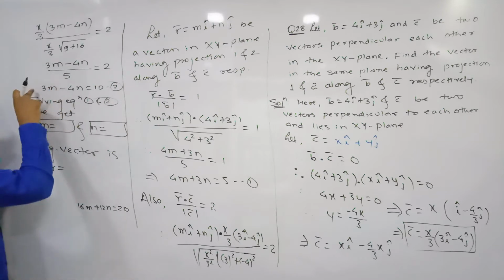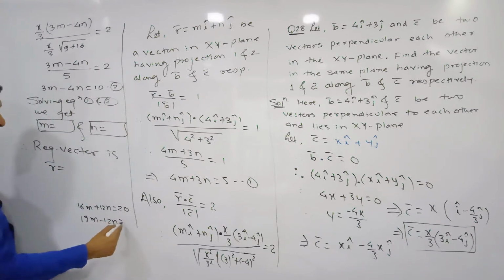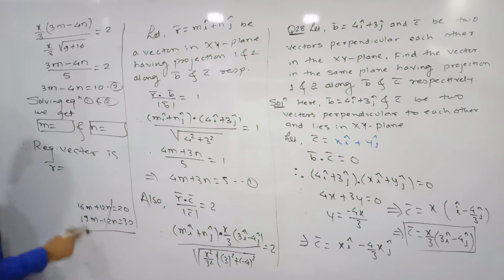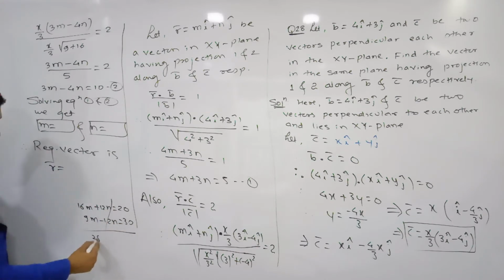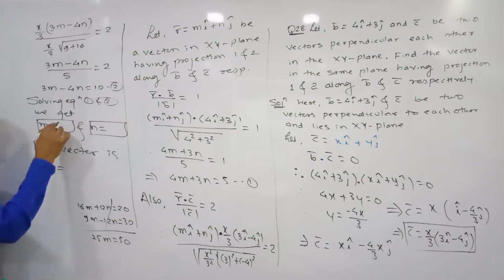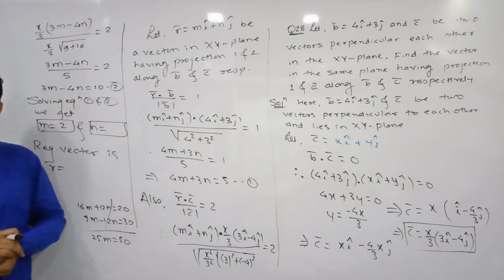Now multiply here by 3. So here we will get 3 times 3m, that is 9m, and multiplying by 3, we will get minus 12n, and we will get 15. So if we take the addition, these two terms will get cancelled. On this side we will get 25m equal to 50, means m is equal to 2. So m is equal to 2. Hope all of you know how to solve two linear equations, isn't it?